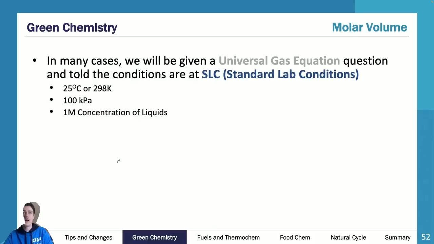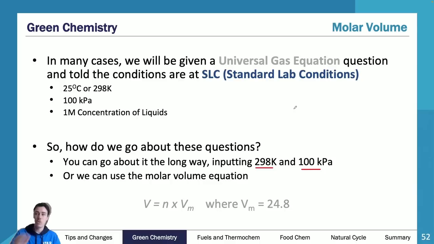Or we can use what we call the molar volume equation. Now, the molar volume equation essentially says that the volume equals the moles times the molar volume. And molar volume is 24.8. So essentially, 24.8 is the combination of this number here with this number here and that 8.31 constant. And what we're left with, because they stay the same, when we're at SLC, they are the same. They're always going to be 298 Kelvin, 100 kilopascals, and 8.31 as the standard.